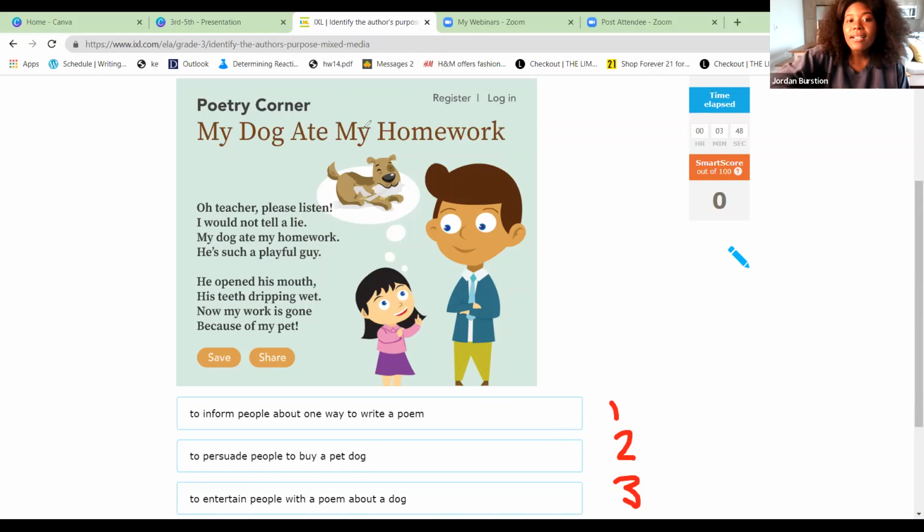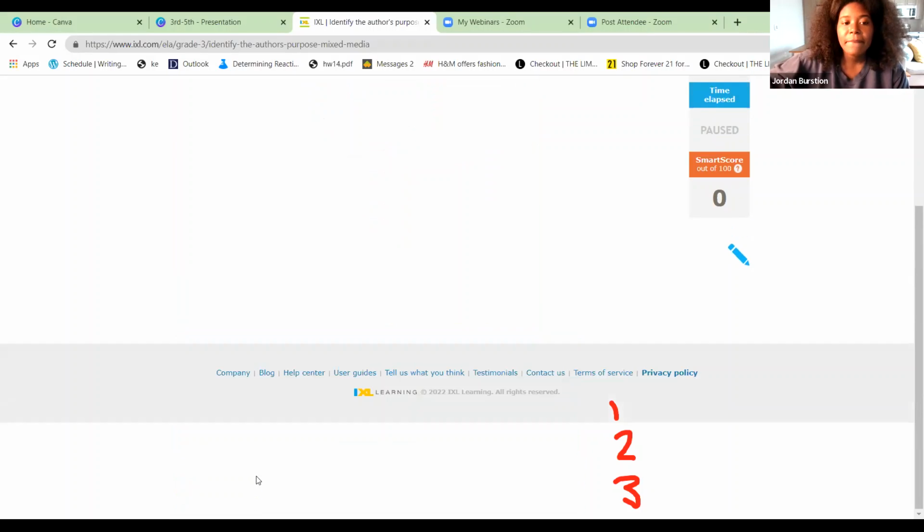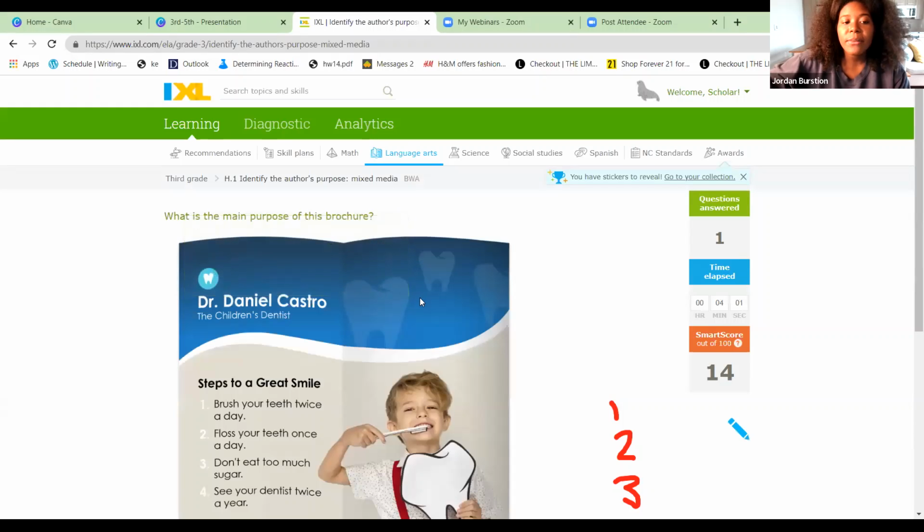I think the third option would be the best one because it's just a funny, silly poem that talks about the author's dog, okay? The author wasn't trying to give you tips for writing, and they weren't trying to persuade you to get a dog, okay? So I always recommend read all of the options and see how you feel before picking the very first one, okay? Let's try another one.